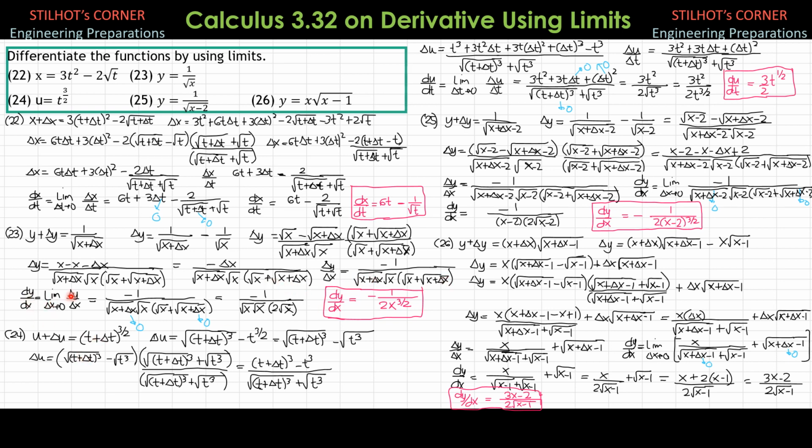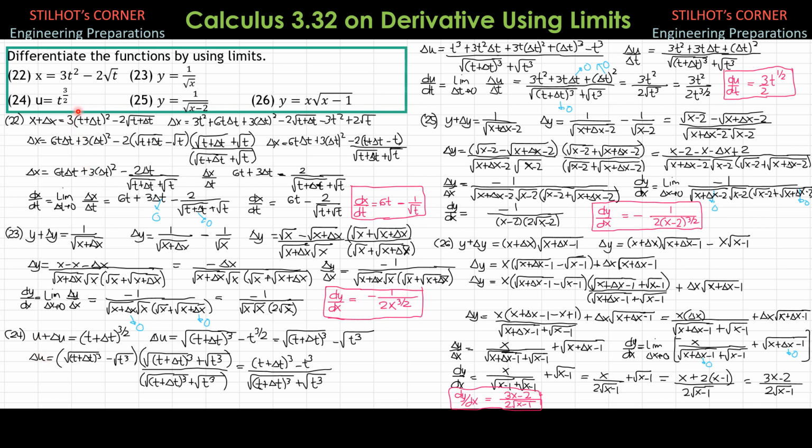Then dy dx, limit of delta y over delta x as delta x approaches 0. So we have negative 1, so set delta x to 0. Negative 1 over square root of x times square root of x, then times quantity square root of x plus square root of x, which is 2 square root of x. Since square root of x times square root of x is x, and x times square root of x is x to the 3 halves, so the final answer is negative 1 over 2x to the 3 halves. Again, x times square root of x is x to the 3 halves. So that's the answer.